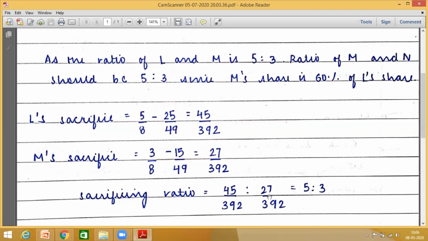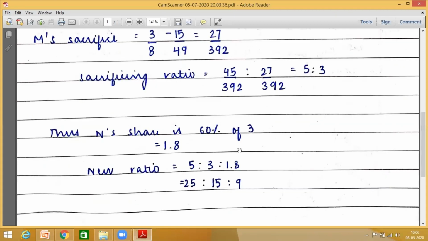45:27. You can note down this. The only point is you have to find out N's share is 60% of 3 because M's share was 60% of L. Fine. So we found out 60% of 3, that is 1.8.